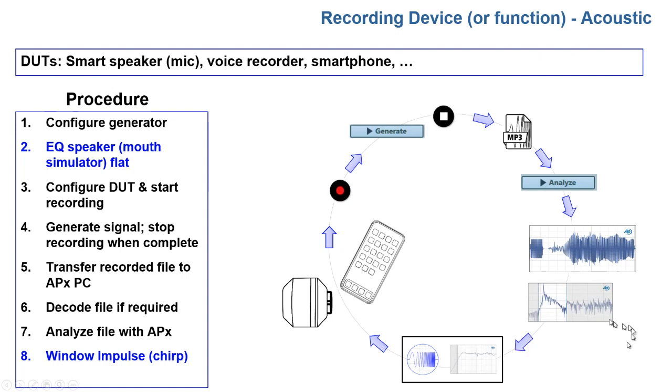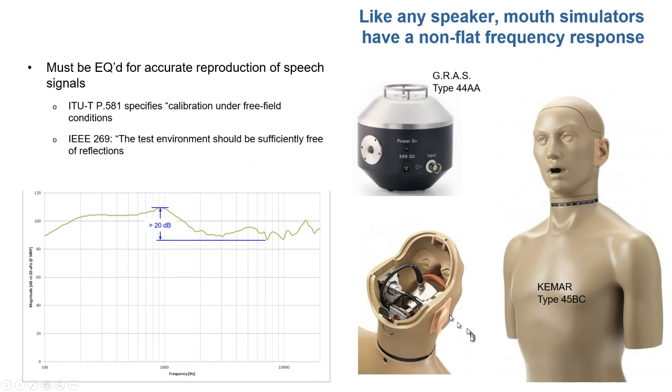And there's an additional step here. We may window the impulse response or the energy time curve to window out reflections, and then we get the analyzed signal. Now I mentioned equalizing the mouth simulator.